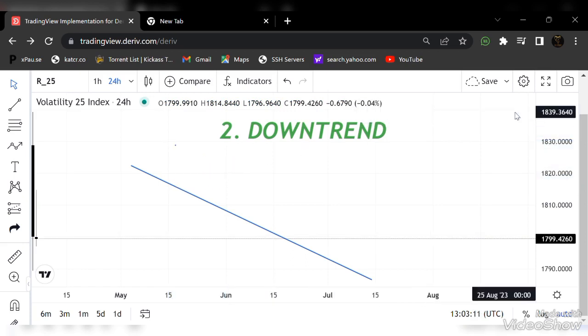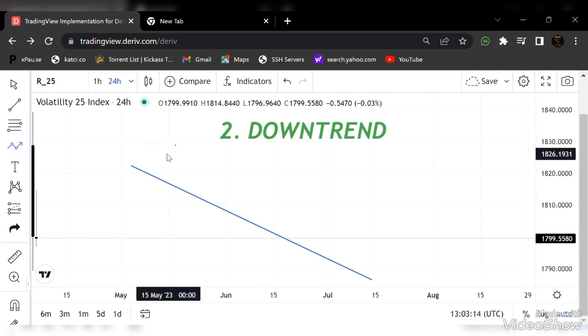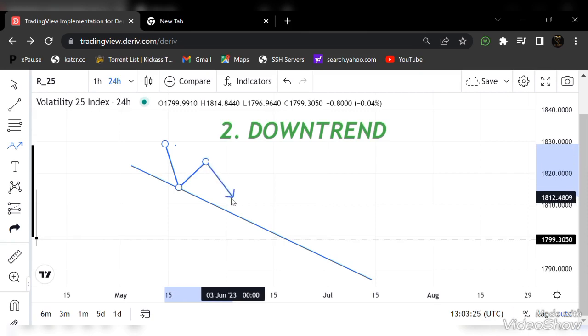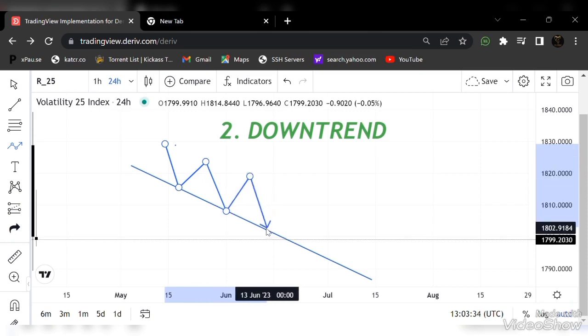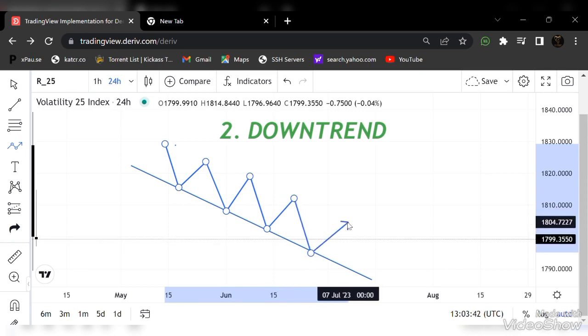Let me do that again. So for us to identify if we are in a downtrend, the market will be creating lower highs, lower lows, lower highs, and then failing to break the previous lower high. So the market will be moving like this: lower low, lower high, lower low, lower high, lower low, lower high. So actually this indicates that we are in a downtrend.